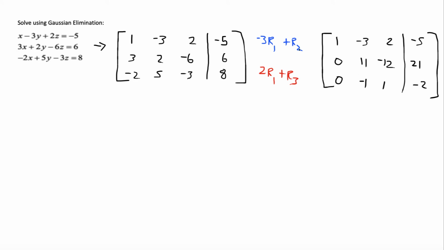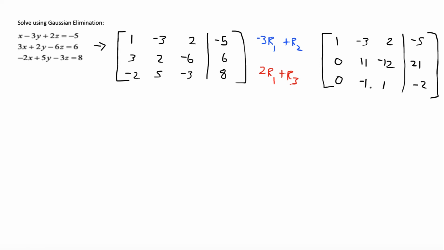Now what's the next thing we want to have happen? We want to get a 1 in this entry here, in the second row, second column. So there's a couple things we can do here. We can divide this whole row by 11, and that'll give us a 1 here. Now we do get fractions here in these two entries, which is okay. We can deal with that.